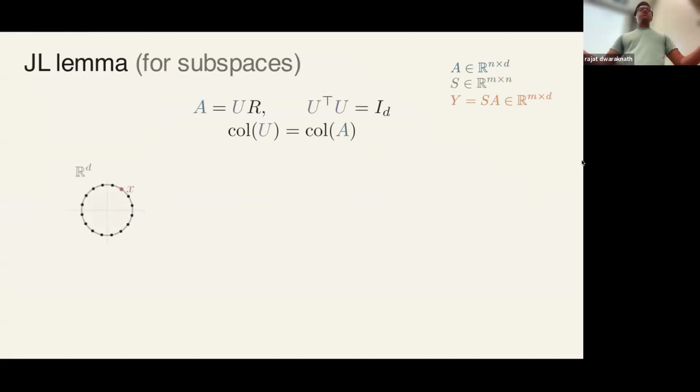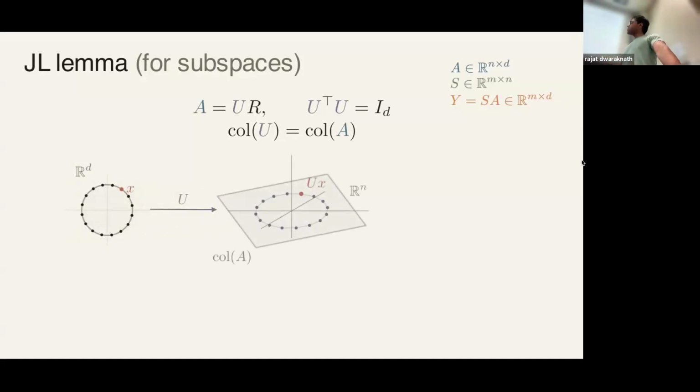Well, first, let's start with the vector X in R^d. Okay, so one point X in R^d. And if I multiply by A, or if I multiply by U, R^d is going to be mapped to a subspace, which is a d-dimensional subspace in R^n. Okay, for simplicity, I'm going to treat A as a full rank matrix. So we have now a subspace which is d-dimensional embedded in an ambient dimension R^n.